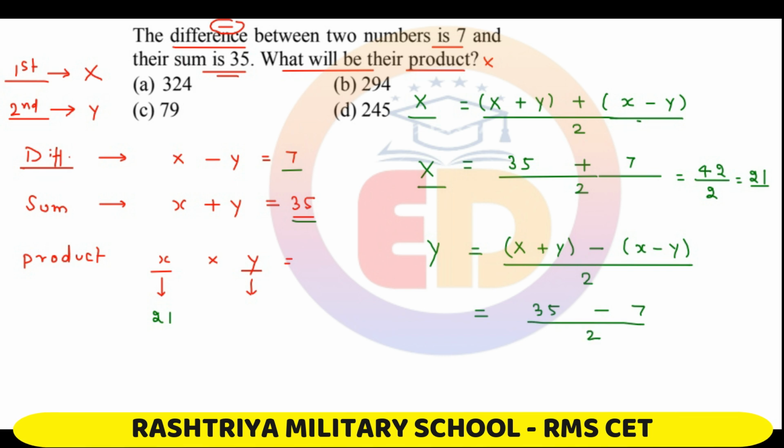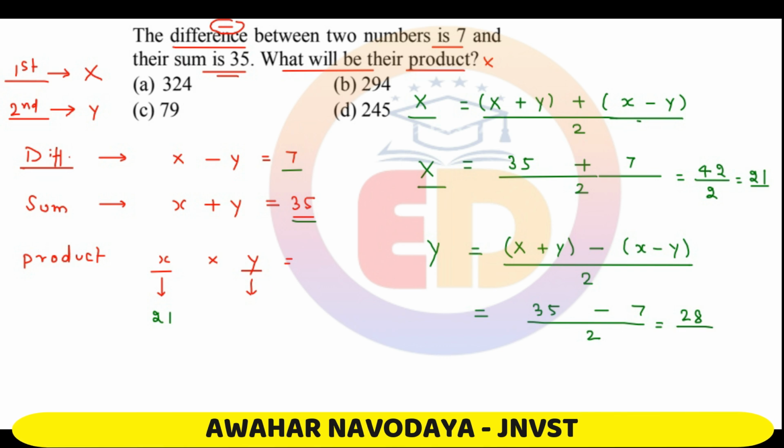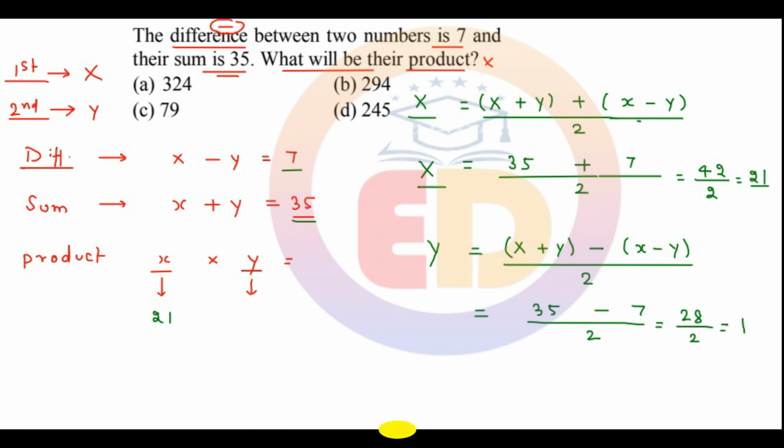35 minus 7 is 28. 28 divided by 2 is 14.